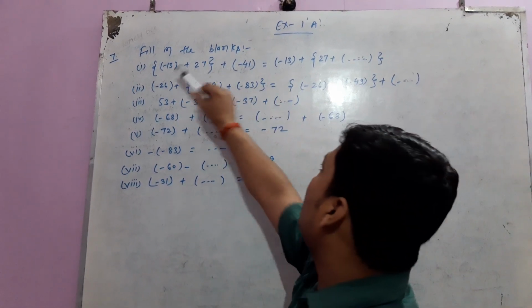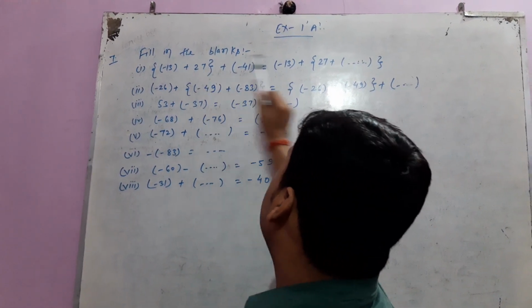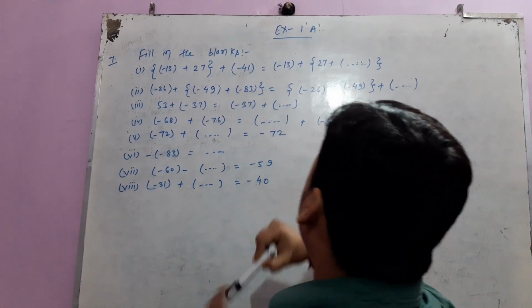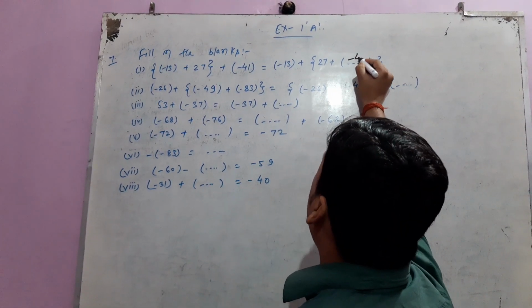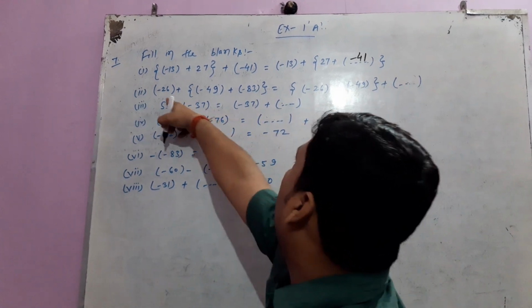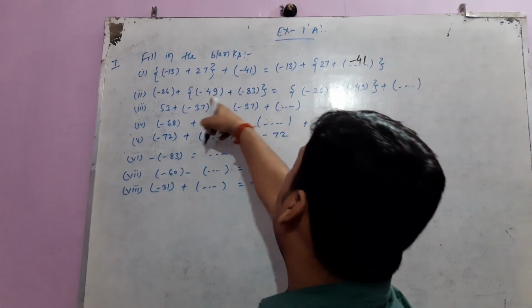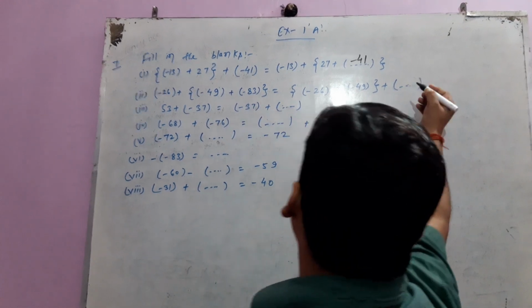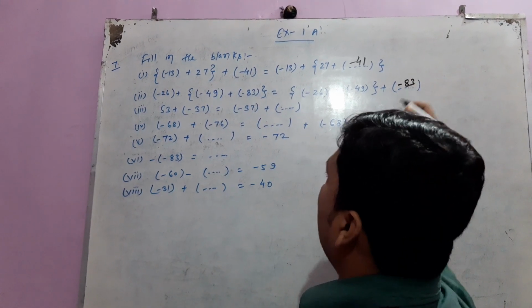Now, on both of the sides minus 30 is present, 27 is present. Now which term is missing here? Minus 41. So we have to fill here minus 41. Similarly in the second, minus 26 is on both of the sides, minus 49 is on both of the sides, minus 83 is missing here. So we have to fill here.